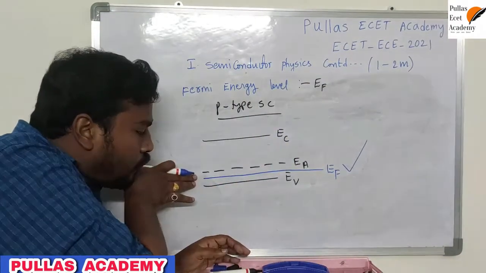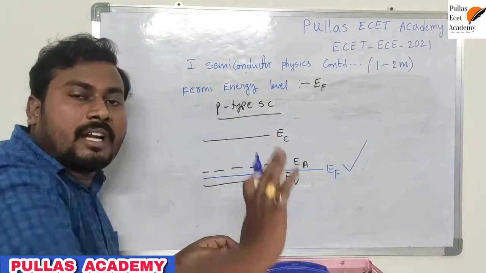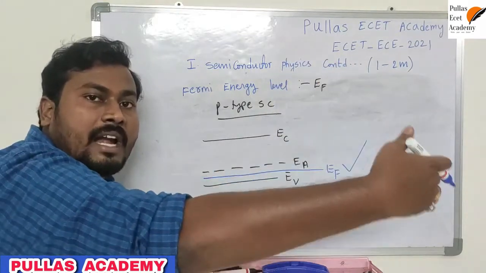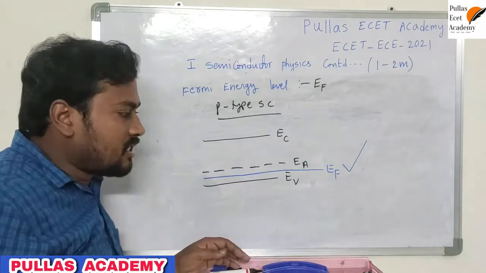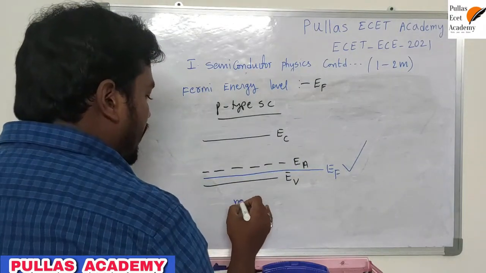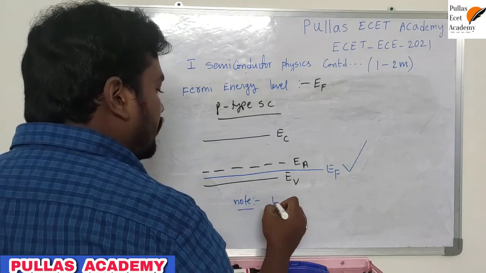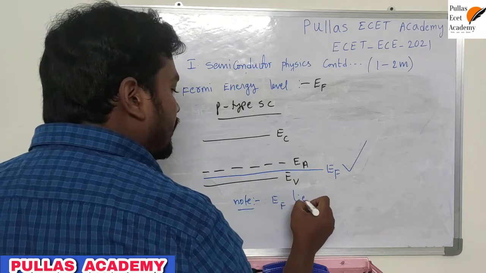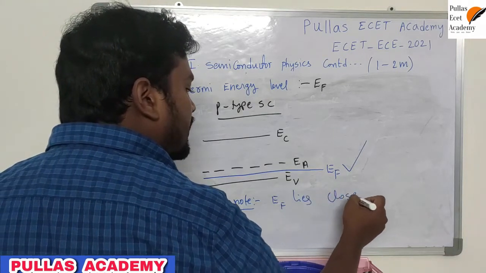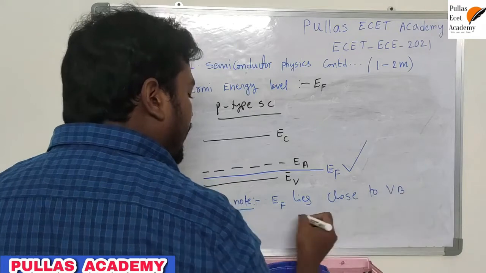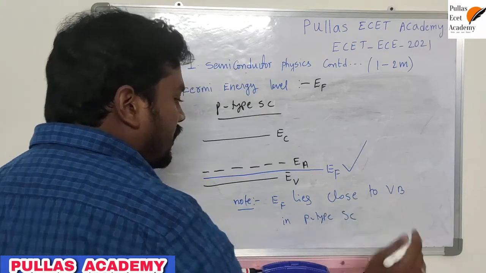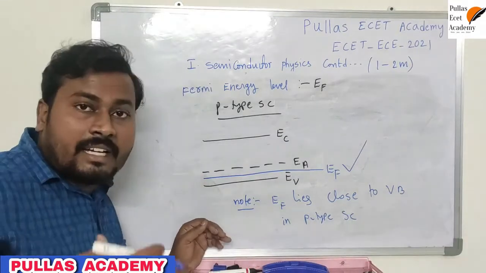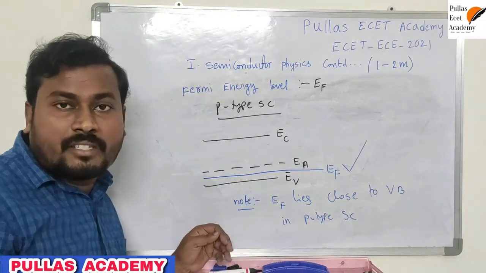It should be close to the valence band in a p-type semiconductor, close to the conduction band in an n-type semiconductor, and exactly in the middle in the intrinsic semiconductor. Similarly, the note here is that EF lies close to the valence band in a p-type semiconductor. These points are very important, so please make a note of them and remember these points.